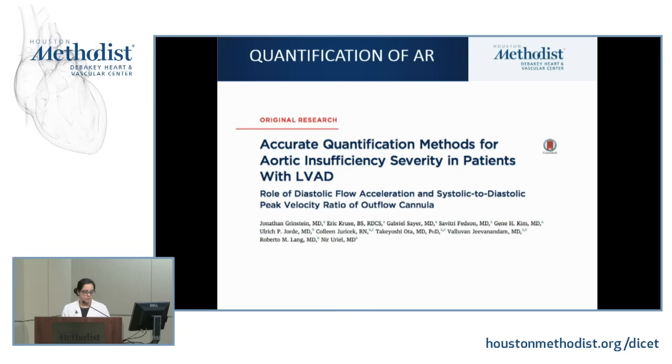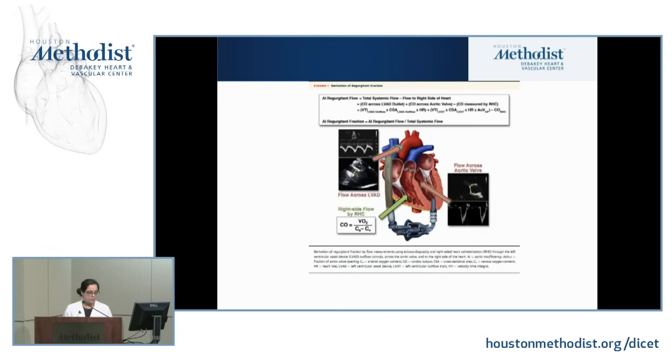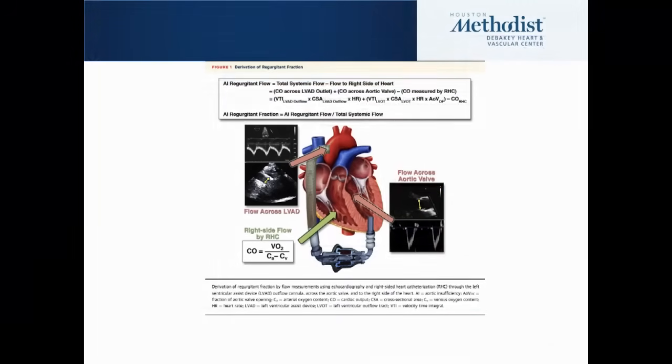This is a paper by NeuroReal in Chicago, and they're calling it an accurate quantification method for aortic insufficiency in patients with LVAD. They used hemodynamics as well as echo in patients with AI. The way they're quantifying the regurgitant fraction is the total systemic flow minus the flow to the right side of the heart. For the flow to the right side of the heart, they used the Fick method to quantify how much flow there was. And for the total systemic flow, they're looking at cardiac output from the VAD itself.